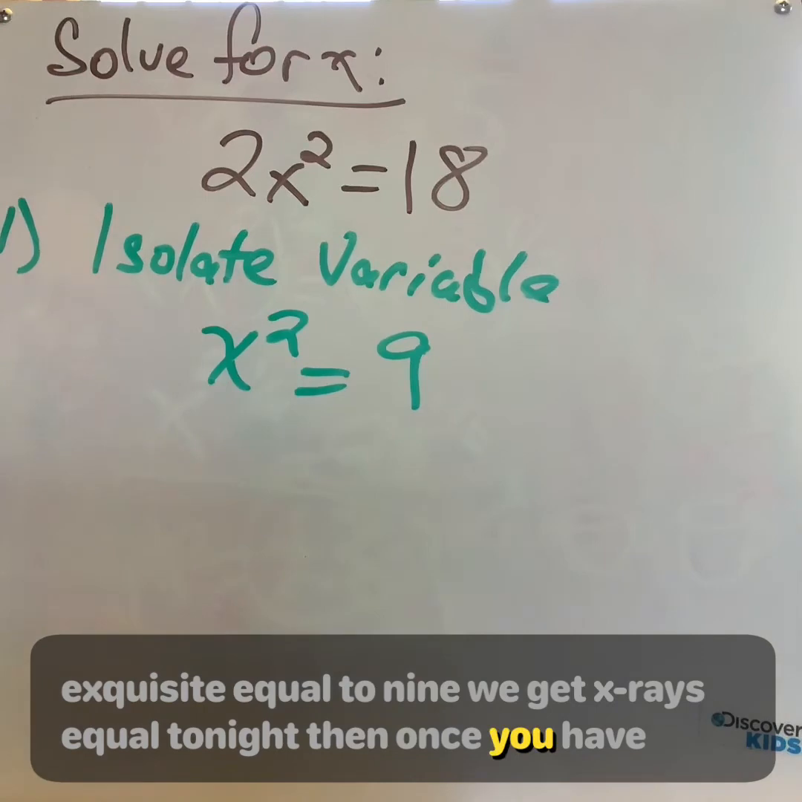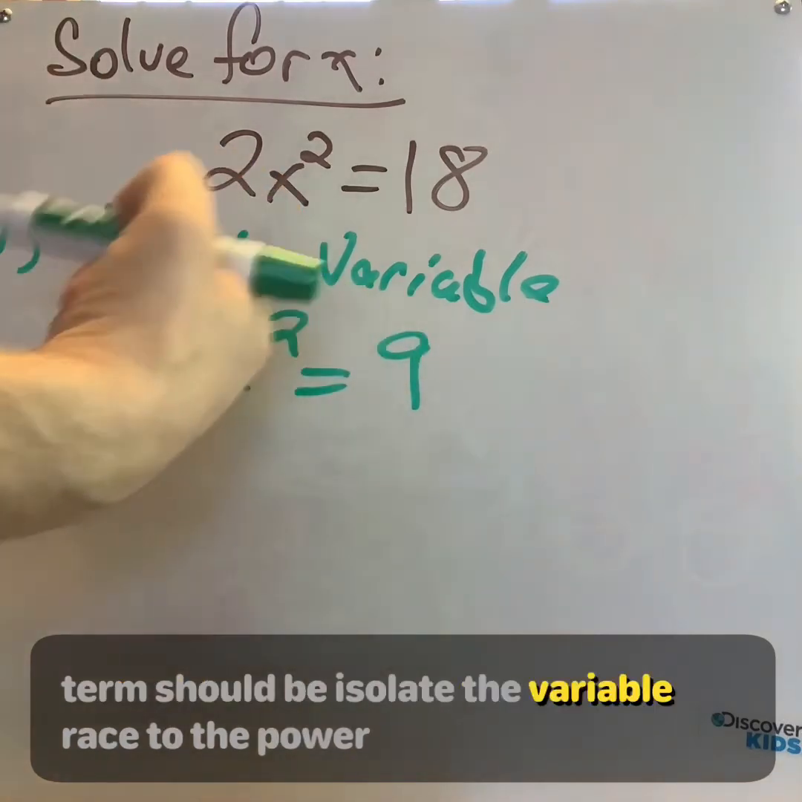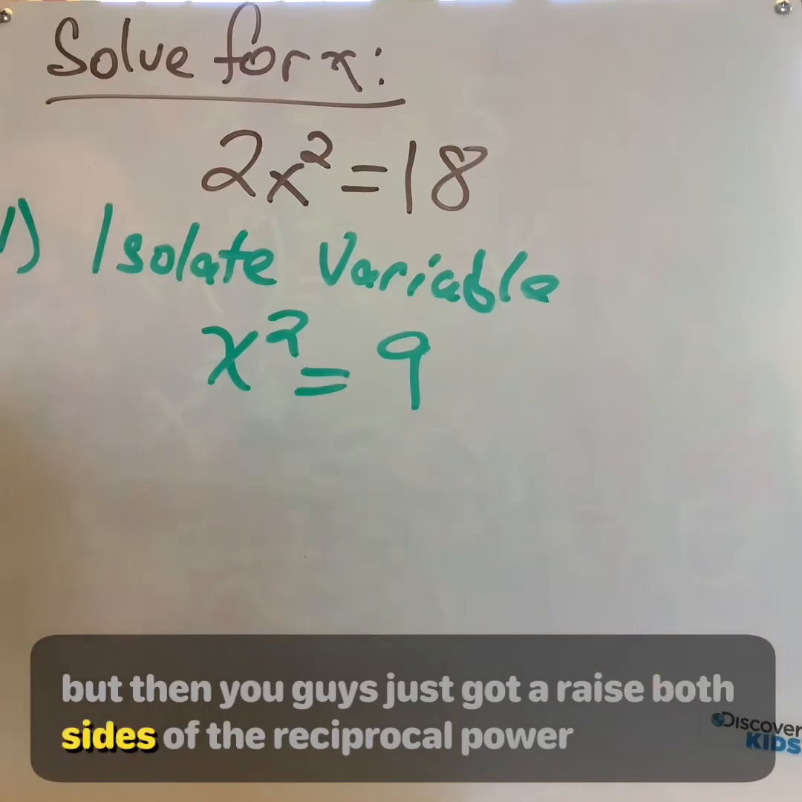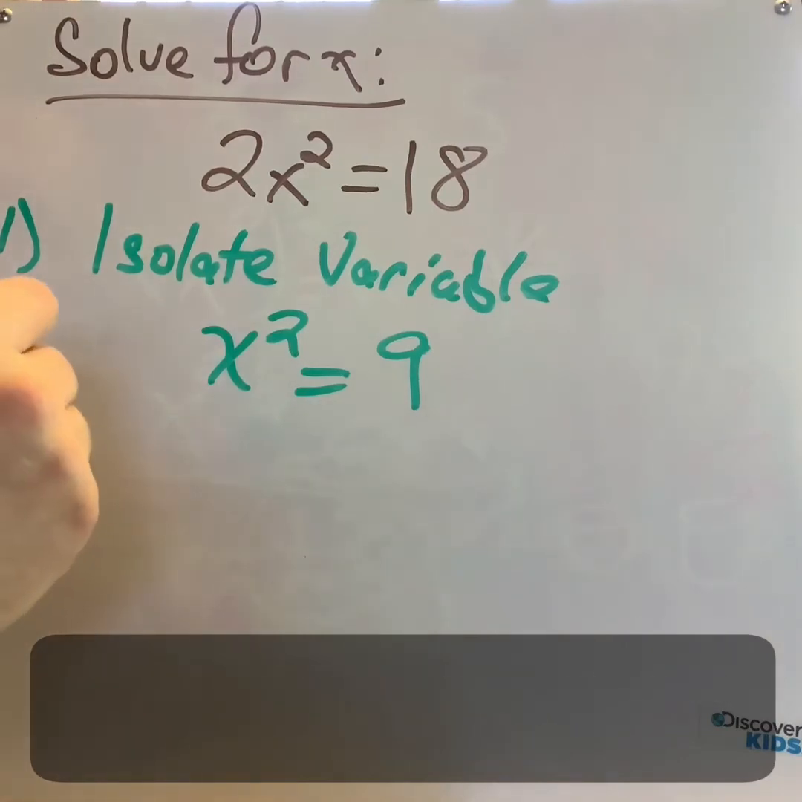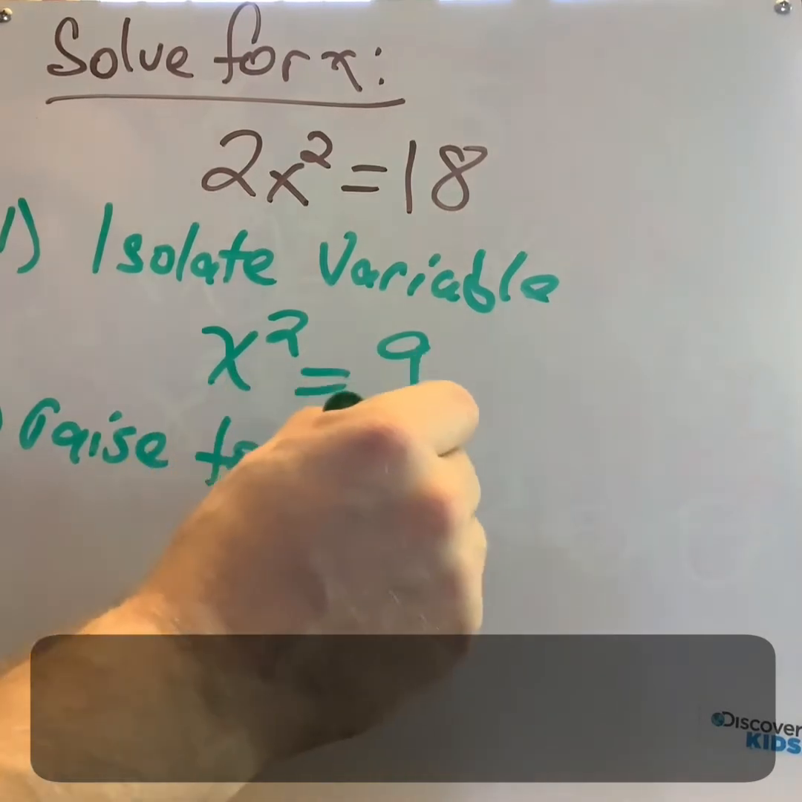Then, once you have the variable isolated, actually, I don't like that term. It should be isolate the variable raised to the power. But then you just have to raise both sides to the reciprocal power.